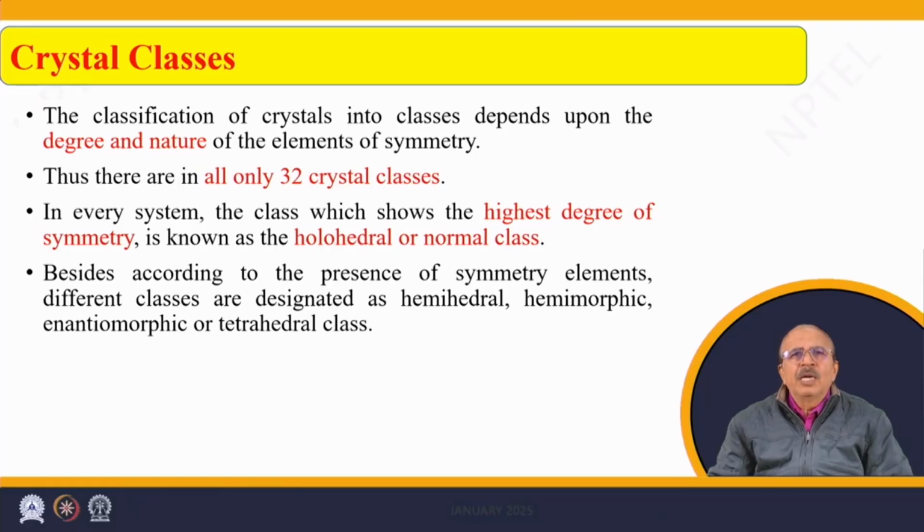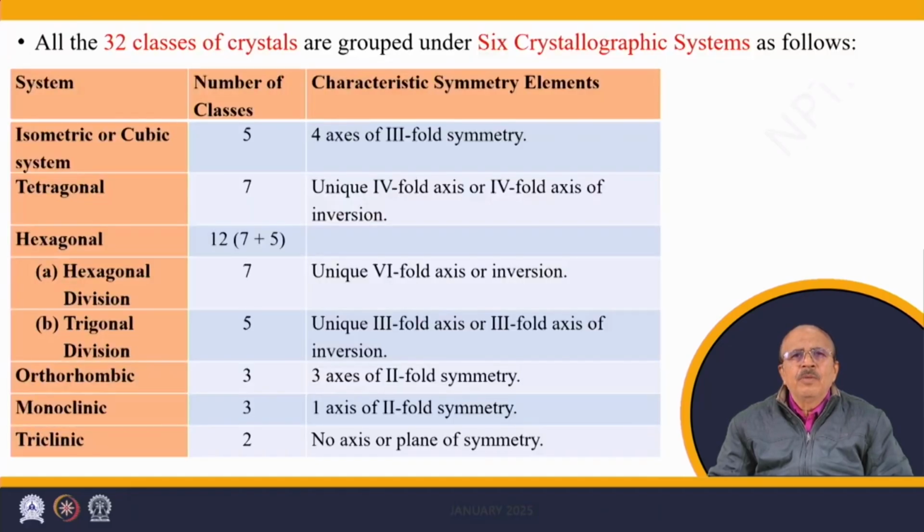Now the crystal classes. The classification of crystal into classes depends upon the degree and nature of elements of symmetry. There are in all only 32 crystal classes. In every system, the class which shows the highest degree of symmetry is known as holohedral or normal class. Besides, according to the presence of symmetry elements, different classes are designated as hemihedral, hemimorphic, enantiomorphic, or tetrahedral class. All the 32 classes of crystals are grouped under 6 crystallographic systems.